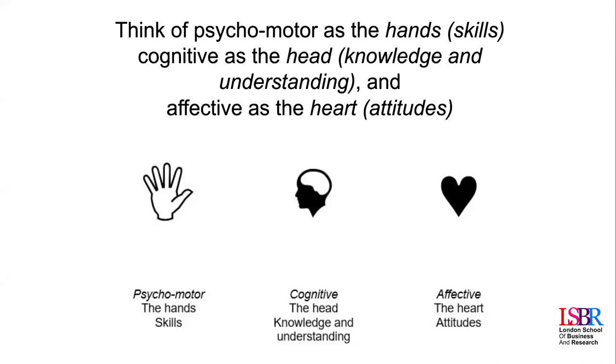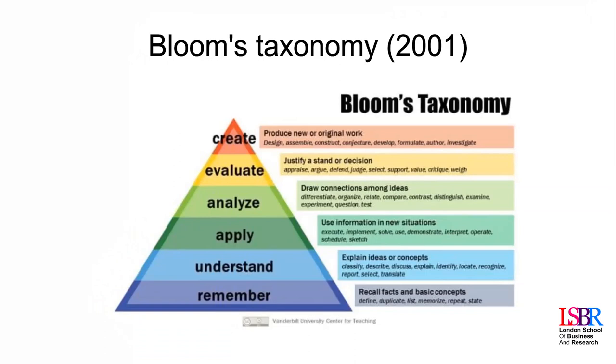And Bloom, he also came up with Bloom's taxonomy. This is quite famous nowadays. So at the bottom, we have remember. So that's kind of the most basic form of learning, just being able to recall facts, basic concepts. And then we move upwards through the triangle to understanding. And then we can apply that understanding. And then the ability to analyze information, draw connections amongst ideas.